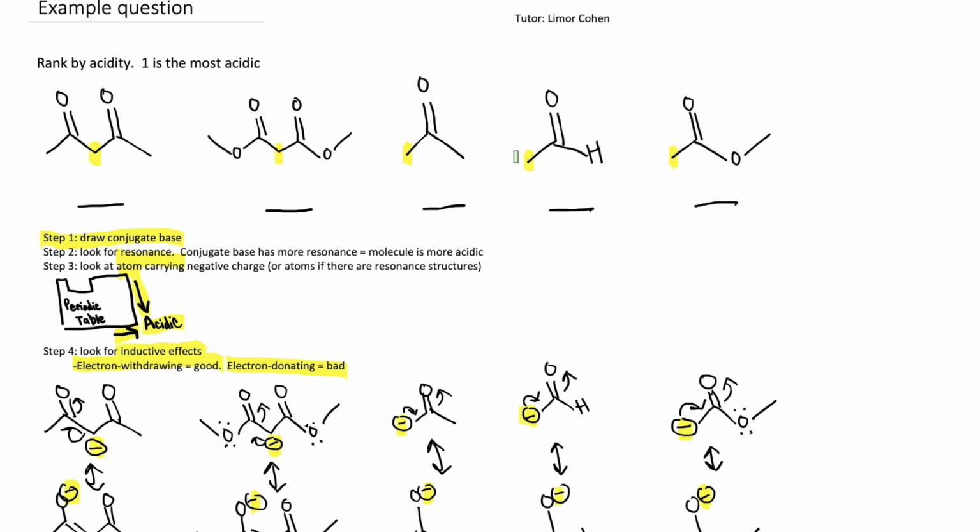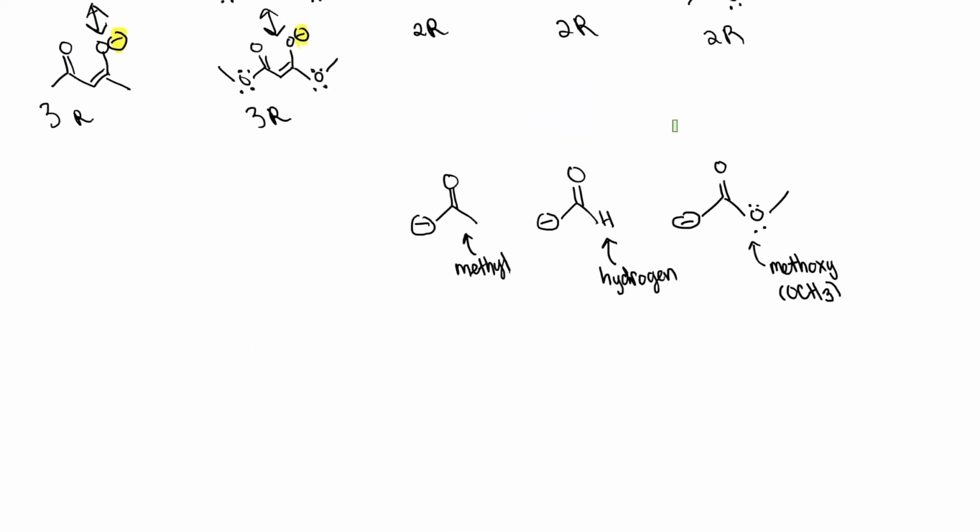So let's take a look at these three molecules on the right, which we said we'd rank 3, 4, and 5. I've highlighted in yellow the places where I deprotonated, and I've drawn out their conjugate bases below right here. So the only difference between all of these carbonyls are simply just what's on the other side of the negative charge. So for this ketone, on the other side is a methyl. For this aldehyde, the other side is a hydrogen. And for this ester, the other side is a methoxy group.